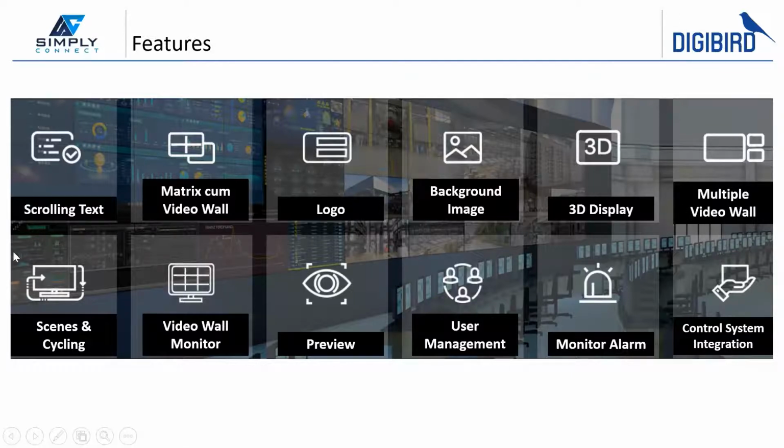And you can have scenes and cycling. This is similar to A10 profile. Then you have a video wall monitor. Later we'll go into more detail on this one to show you how it works. And also the preview and user management. You can have different users with different access rights to control different walls or different sources. Then there's also a hardware monitor. The system will prompt an alarm if any faulty hardware is found. Then also control system integration.